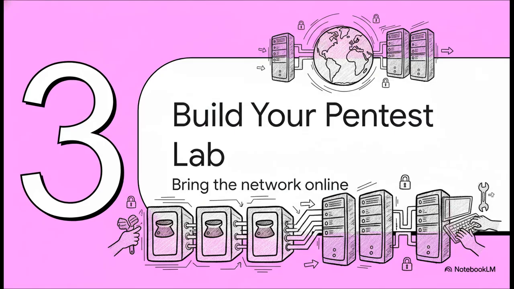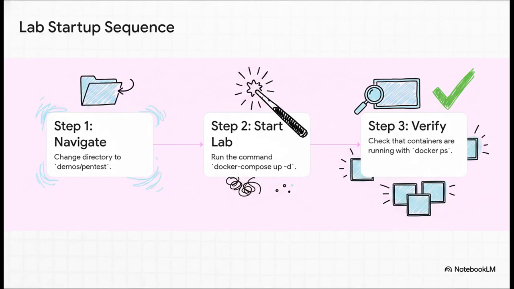All right, enough theory. We know the tool, we know the commands. Let's get our hands dirty and actually spin up this pen testing lab. Getting this started is so simple. All you do is go to the right folder, run that one docker compose command we just learned, and then use docker ps, just to double check that your containers are up. Three steps, and bam, your lab is online.